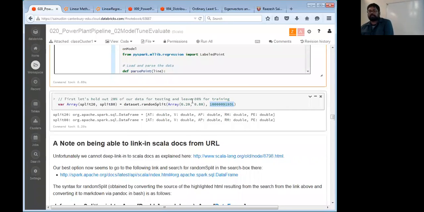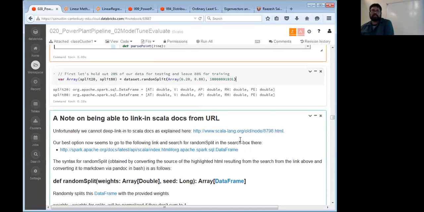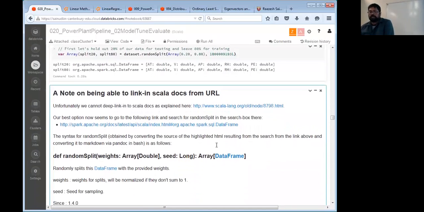So it'll somehow split the data into 20% and 80%. And this is all under IID assumptions. So now this is what I elaborated on.